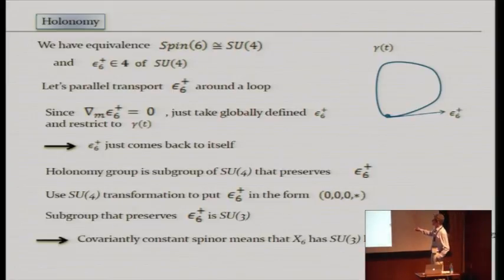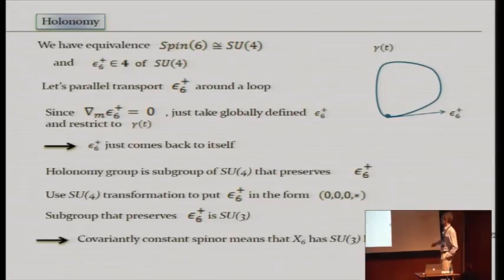So now, first of all, we just use some SU4 transformation to put epsilon 6 in the standard form, where it's an element of the 4-dimensional vector space. So I just take the first 3 components to vanish and the last component to be non-vanishing. You can always do that if it's non-vanishing. And so what's the subgroup of SU4 that preserves this? Well, of course it's SU3, the subgroup that acts on the first 3 indices here. So the stabilizer, the subgroup that fixes epsilon 6 plus, is SU3.